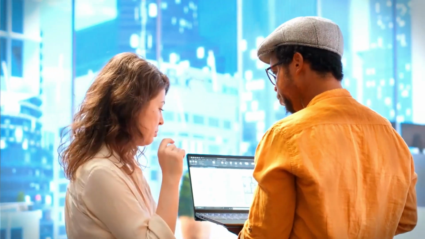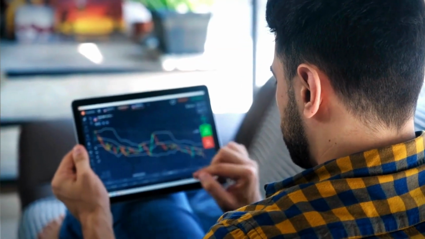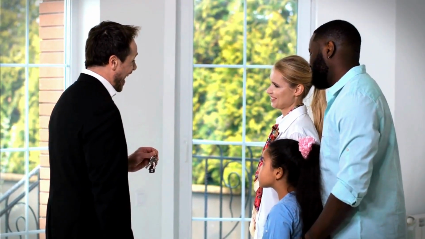Now again, this is a good rule of thumb when you're making your offers. Ultimately, when you do your full underwriting and due diligence, you may need to modify this, but it's a very good rule of thumb to analyze whether or not something is in the ballpark of what you need to be paying for.